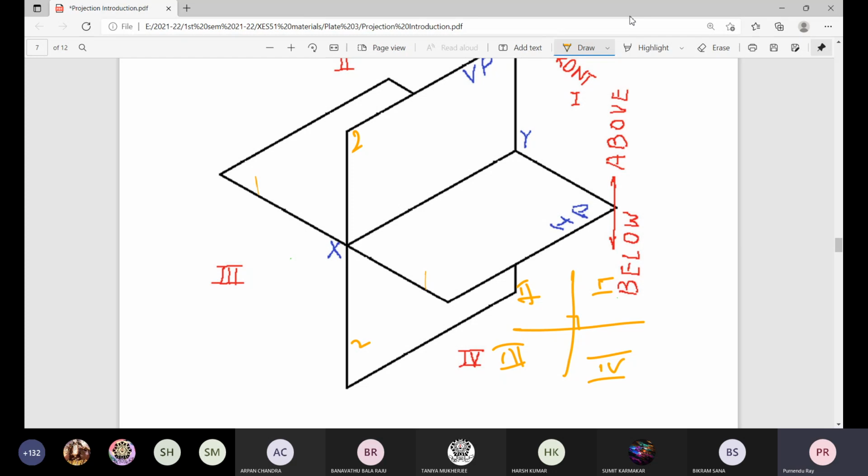सो ऑटोकैड चलाने के लिए क्या ये ड्राइंग आना जरूरी है क्या? मतलब ऑटोकैड यूज करने के, ऑटोकैड या सॉलिडवर्क्स चलाने के लिए?